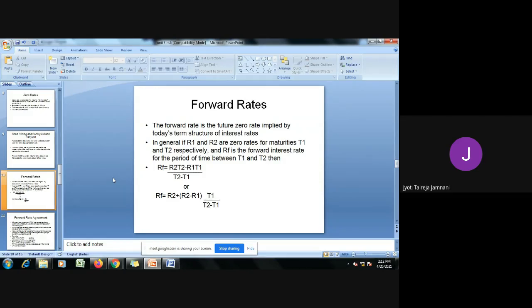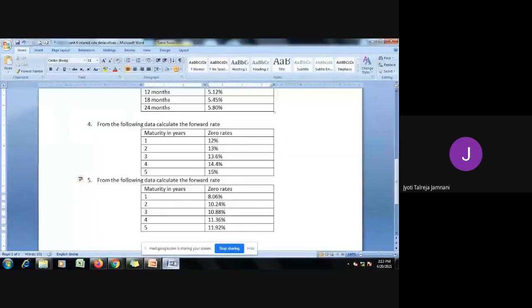In general, if R1 and R2 are zero rates for maturity T1 and T2, RF is the forward interest rate for the period between T1 and T2. So here we'll find RF. RF is the forward rate, R2 is the time 2 rate, T2 is time 2, minus R1 into T1, that is today's rate into today's time, divided by future time minus today's time. So I'm going to use this formula. There are two formulas, but we'll use this one when we do our sums. So let us start doing the sums for forward rates today.